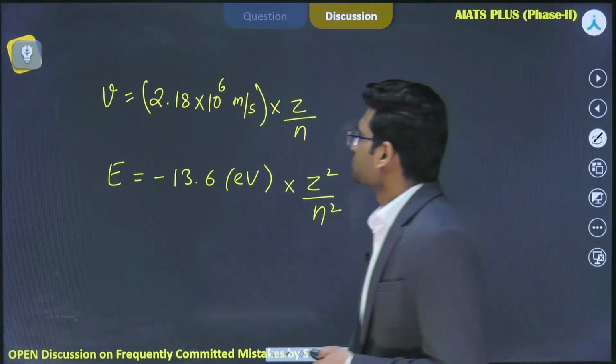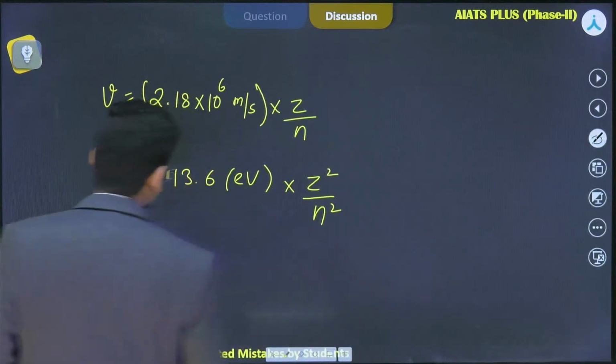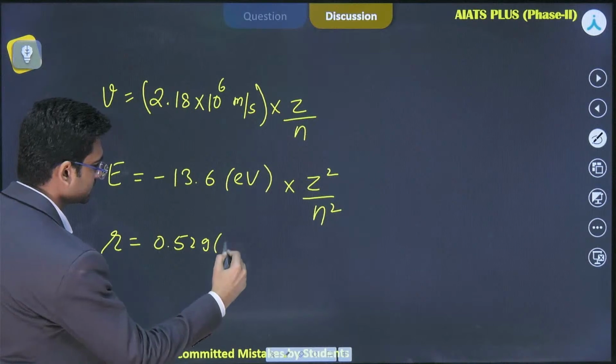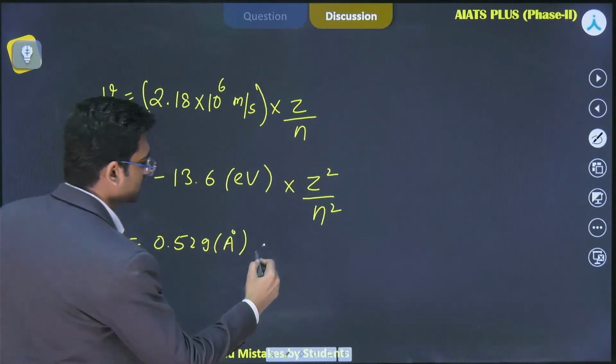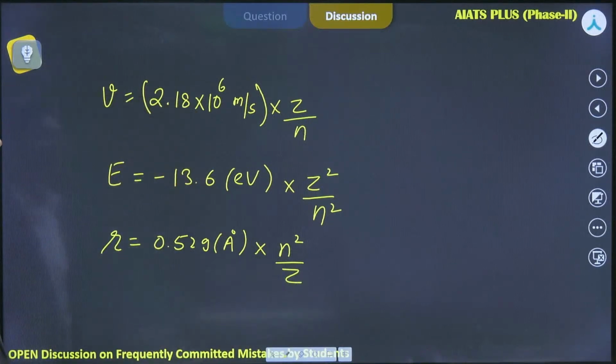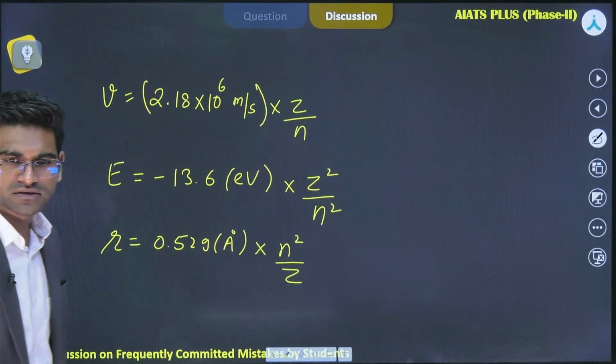Okay, so R is equal to, I will again write here, R is equal to 0.529 and unit is angstrom into n square by z. V is 2.18 into 10 raised to power 6 meter per second into z by n, and E is equal to minus 13.6. Unit is electron volt into z square by n square.